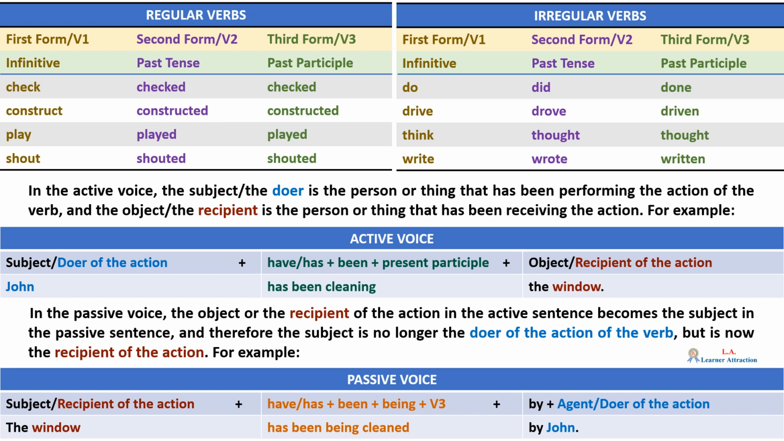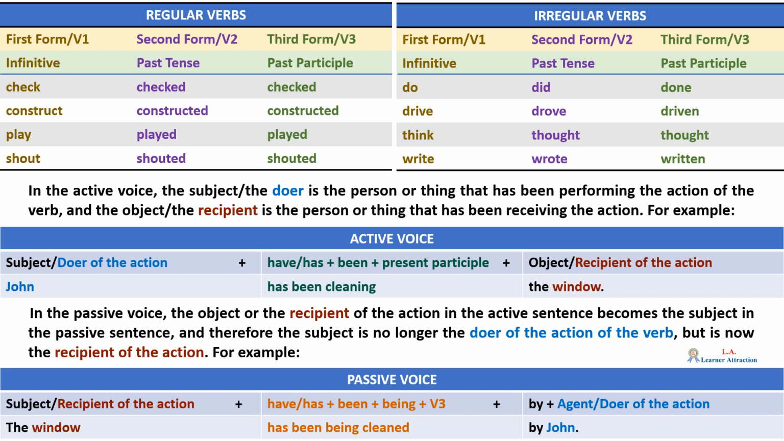Verb 1, the base form, or the infinitive. Do. Verb 2, or the past tense. Did. Verb 3, or the past participle. Done. Drive, drove, driven. Think, thought, thought. Write, wrote, written.